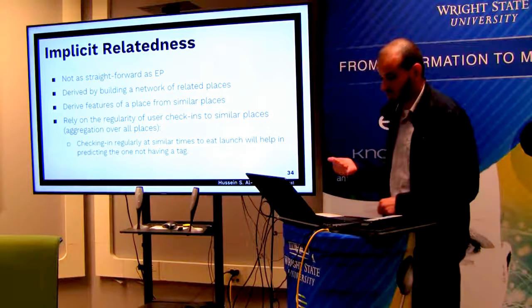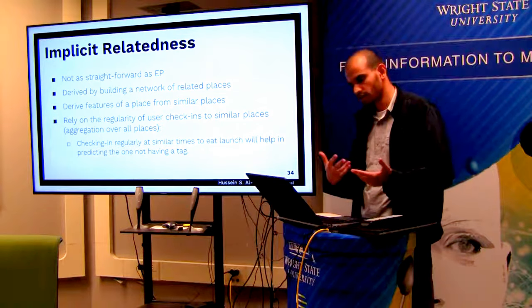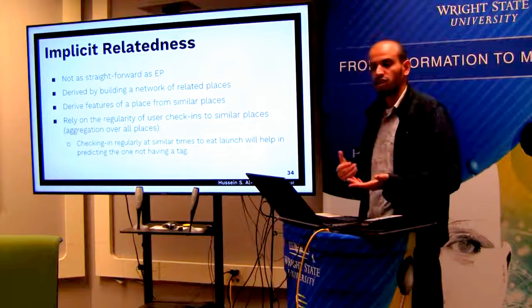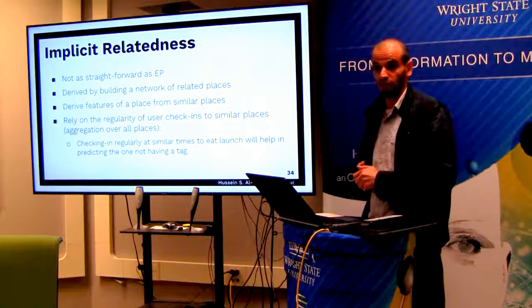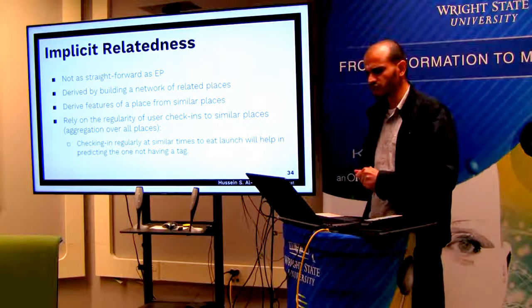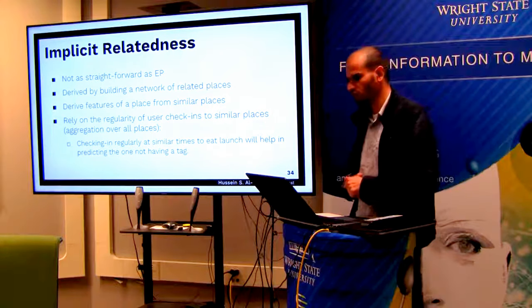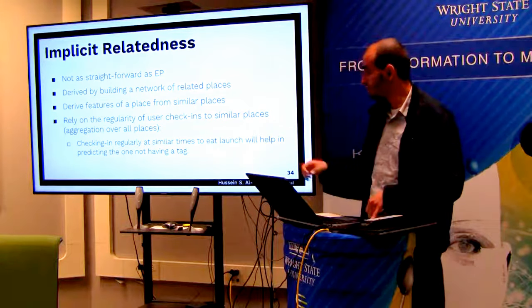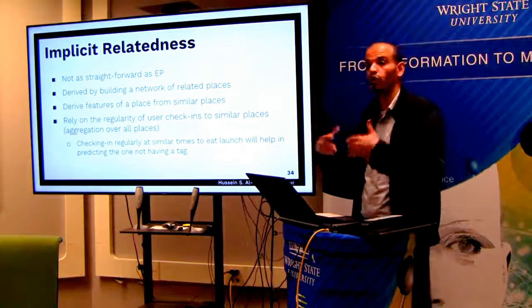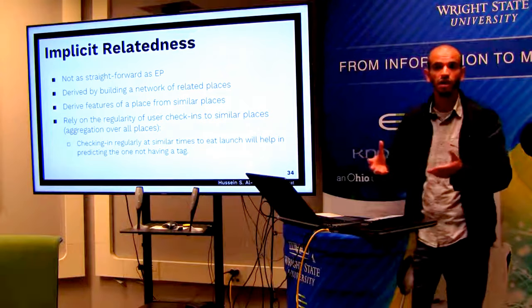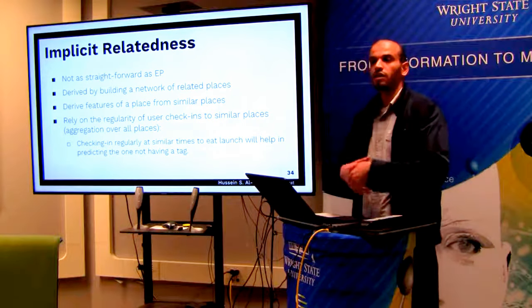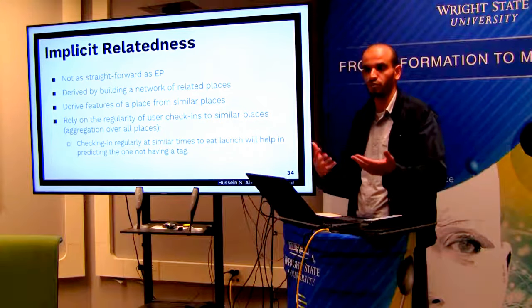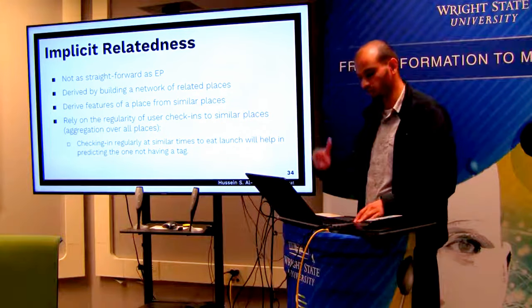The implicit relatedness is not as straightforward as the explicit patterns. Those are derived by building a network of related places. We derive features of a place from similar places, as I said before, and we rely on the regularity of user check-in to similar places. So they have the assumption that people check in to similar places at similar times, similar from a temporal perspective.